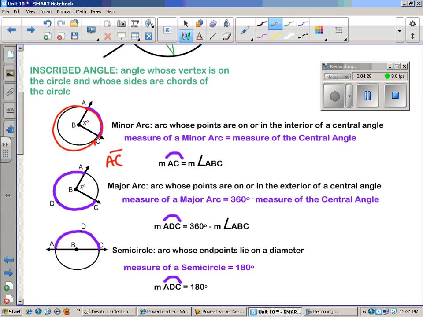So the way they avoid that is, if it's going to be a major arc and they want you to go the long way, they'll tell you a point along the way. So this would be arc ADC, because they're telling you start at A, but instead of going directly to C, go the long way through D and around to C. Does that make sense? That's how they'll tell you which way around the circle they mean. Minor arc, major arc, semicircle.